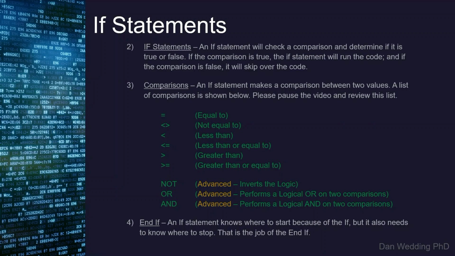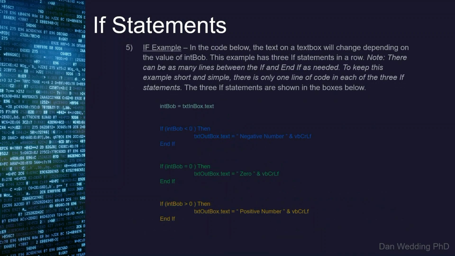An if statement knows where to start because of the if, but it also needs to know where to stop. That is the job of the end if. In the code below, the text on the text box will change depending on the value of int bob. This example has 3 if statements in a row. Note, there can be as many lines between the if and end if as needed. To keep this example short and simple, there is only one line of code in each of the 3 if statements. The 3 if statements are shown in the boxes below.